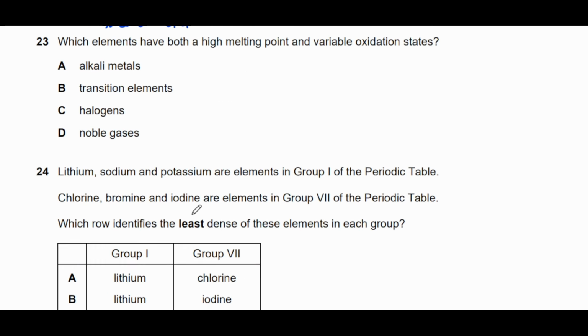Which elements have both a high melting point and variable oxidation states? So variable oxidation states means it must be a transition metal, or transition element to be more specific. Okay, so therefore the answer is B.